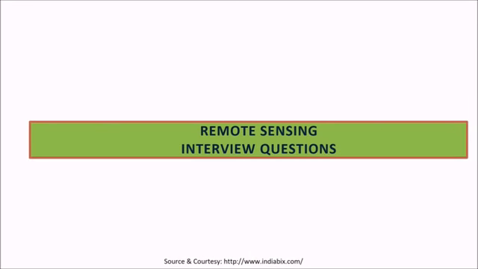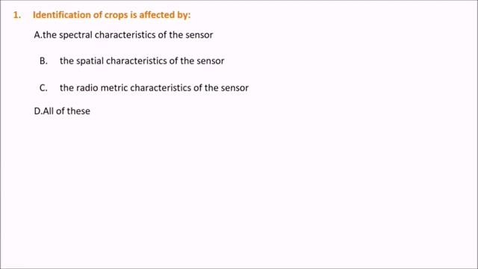Let us take a few more remote sensing interview questions and answers. First is, identification of crops is affected by... These are the four options for you, and you need to choose the correct answer. Can you find out the answer? The answer is all of these, because the identification of crops is certainly affected by the spectral characteristics of the sensor, the spatial characteristics of the sensor, and the radiometric characteristics of the sensor.